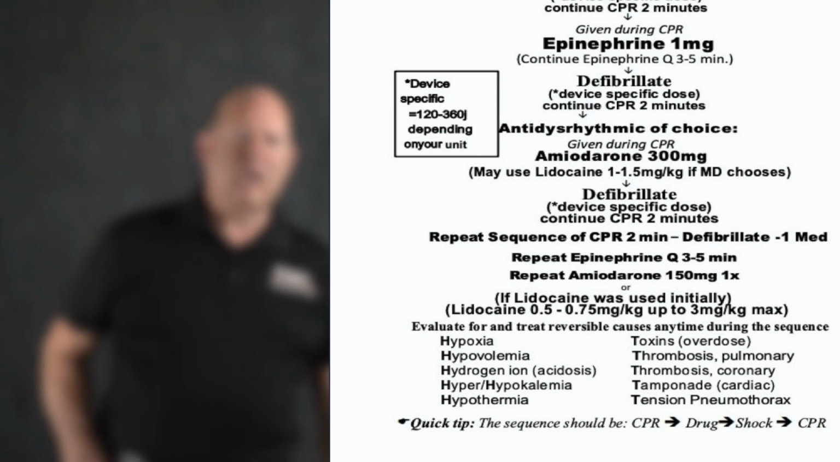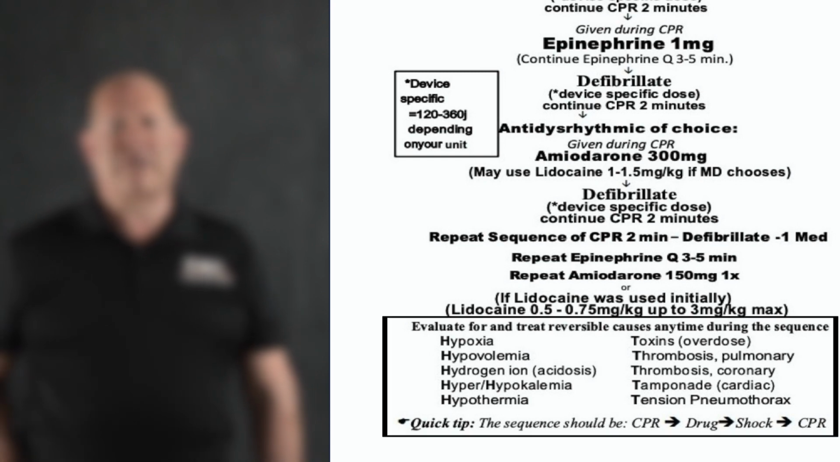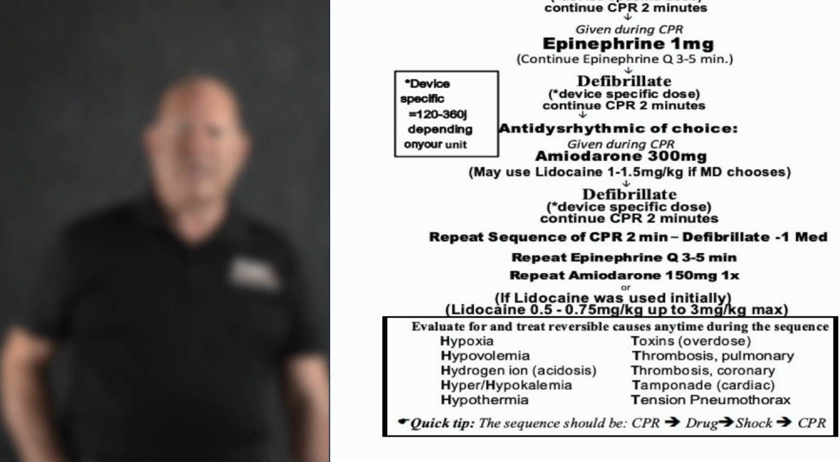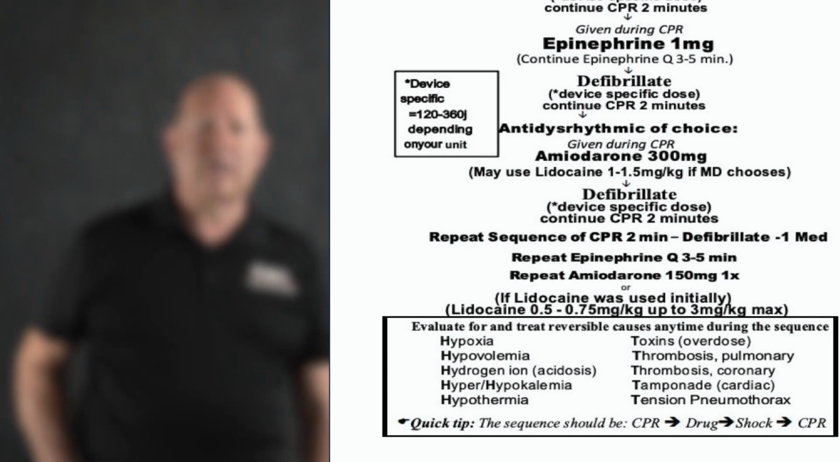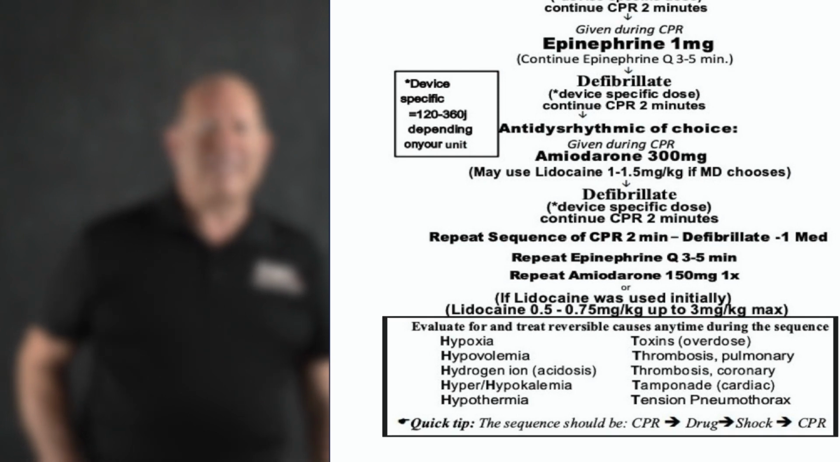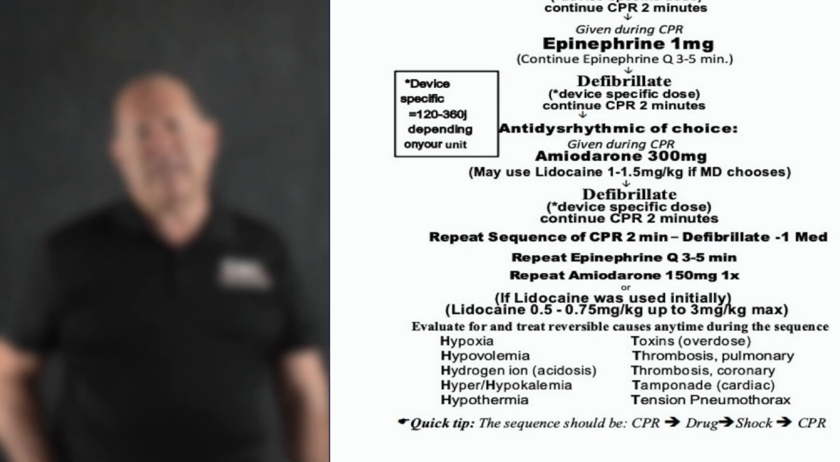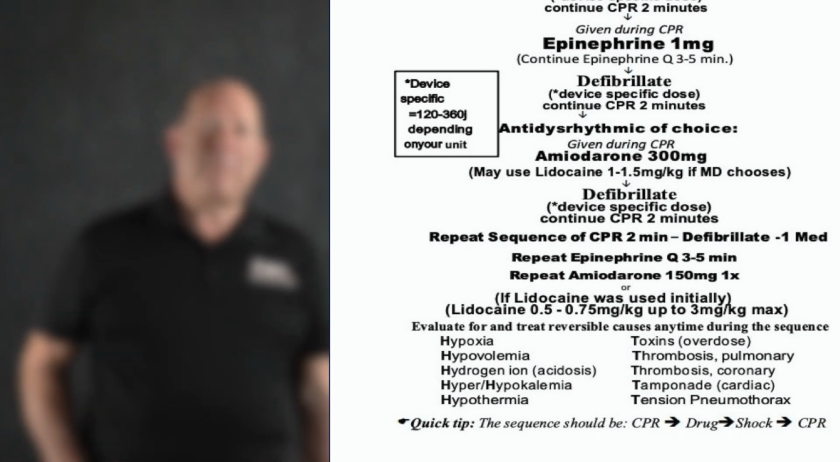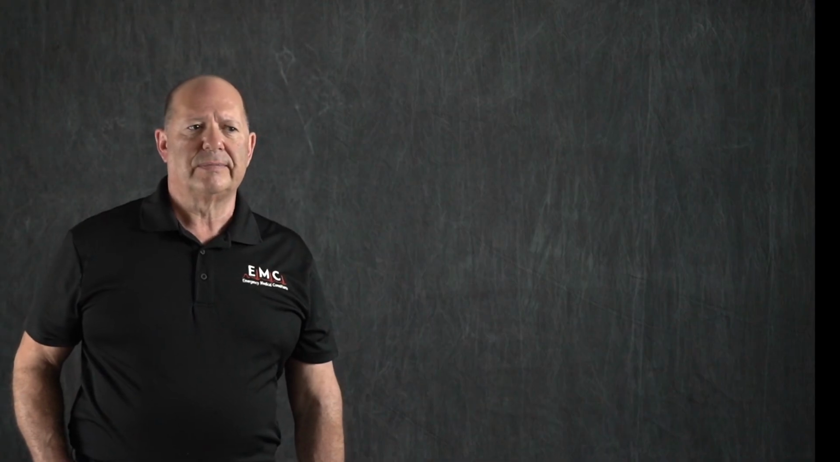From that point on, we look at the H's and T's, if we haven't already done so, to determine why this patient might stay in ventricular fibrillation. So at that point, the physician could order a drug to manage those other issues, potentially magnesium, sodium bicarbonate, along with epinephrine, based on the patient's history.